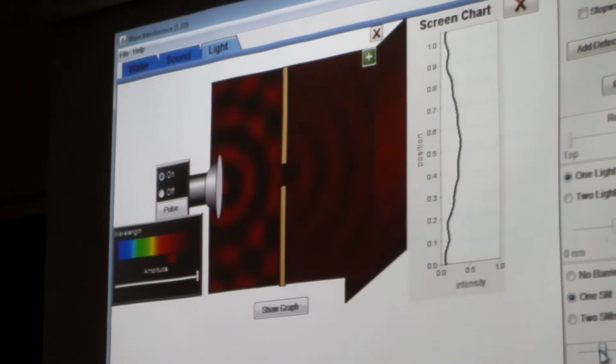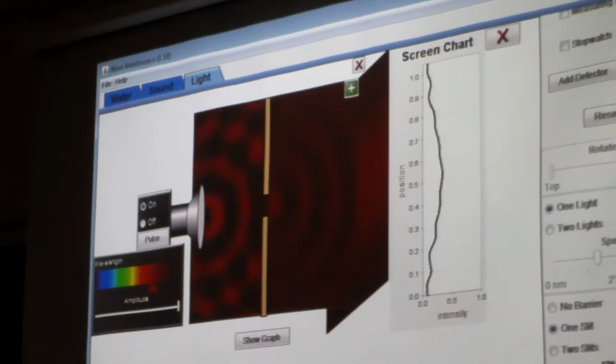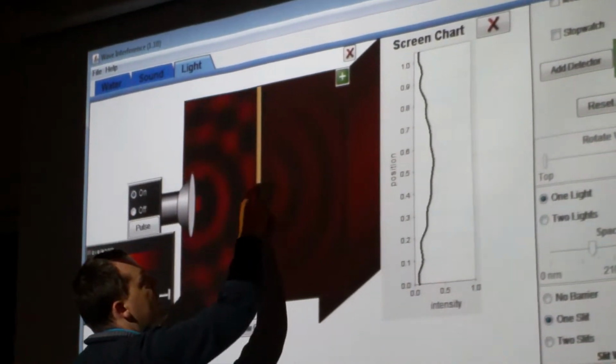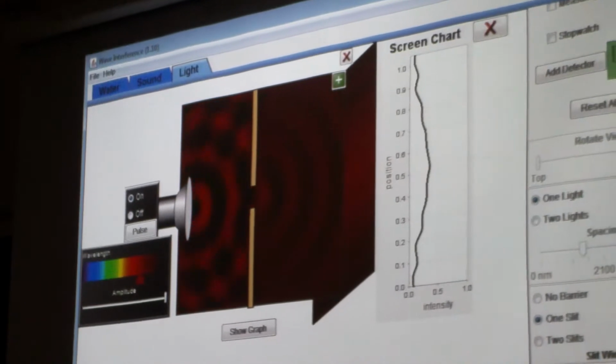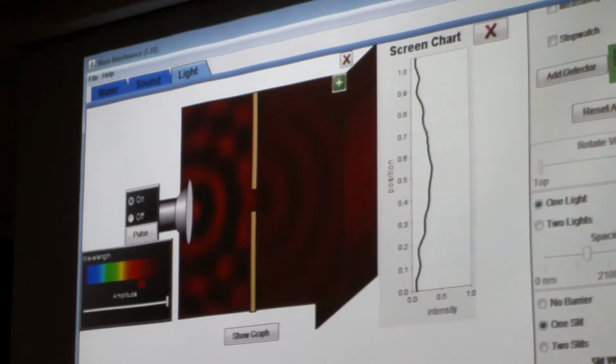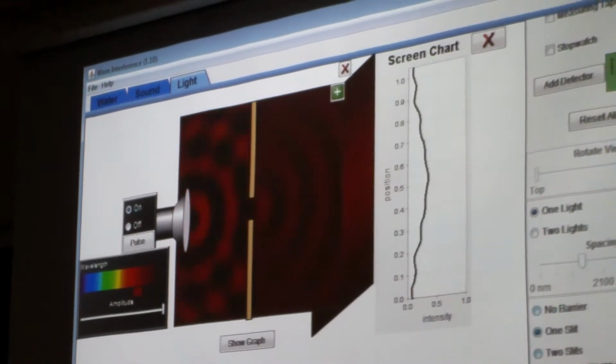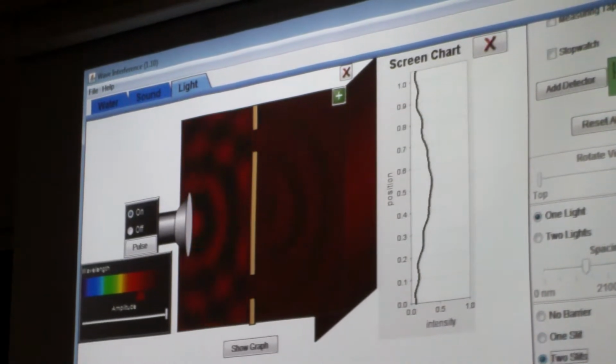It's interference. Okay. The light that's going around this part of it is interfering with the light going around that part of it, across the different parts of the slit. So we actually get interference with a single slit. Let's not think about that right now. Let's make it two slits.